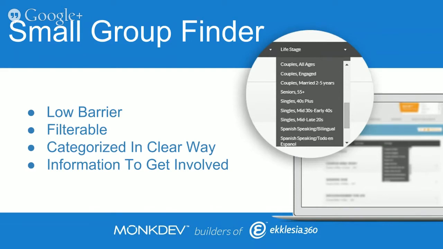So the first feature we're going to look at is a small group finder. What this allows you to do is have a low barrier to entry, so people can visit your website, see all the groups that you have, and actually click and start joining, sending emails to the leader and all that kind of thing. You also have the ability to filter, so you can select different things. You can make it so that people can select by life stage, by Bible study type. Anything, that's really up to you to go in and change. And you can categorize it in a clear way so people know where to get started and they get the information so they can get involved in your church.